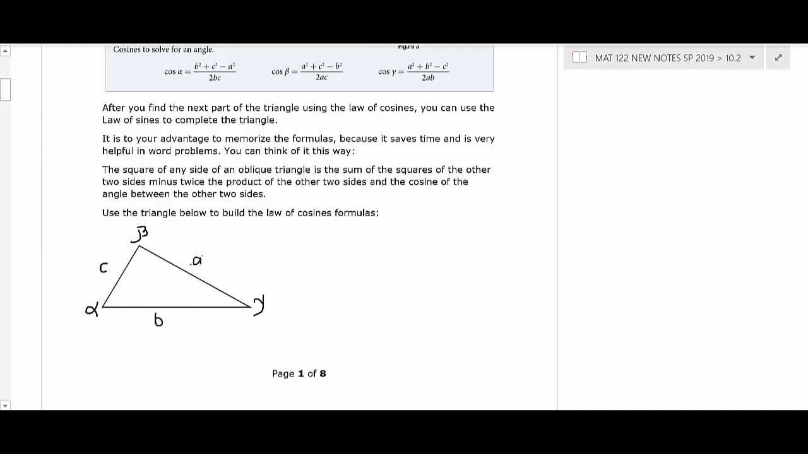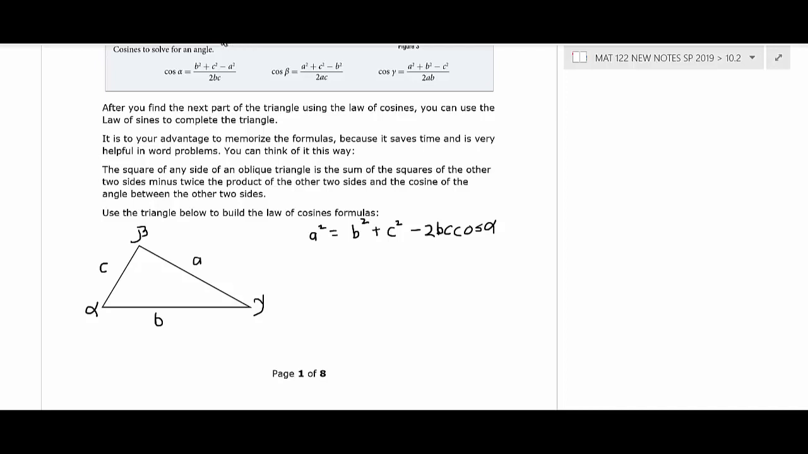So I'm going to show you how you build these things. First of all, you pick a side and you square it. Then that will always be the sum of the squares of the other two sides, like that. That almost looks like the Pythagorean theorem. Then you do minus twice the product of those two sides, and then the cosine of the angle that's opposite side A. In that case, that's alpha. So you just pick a side and square it. It's the sum of the squares of the other two sides minus twice the product of the other two sides times the cosine of the angle that's between those two sides, B and C.